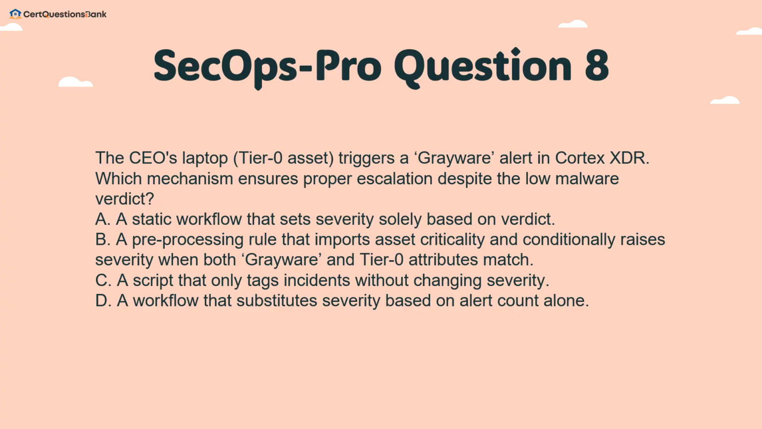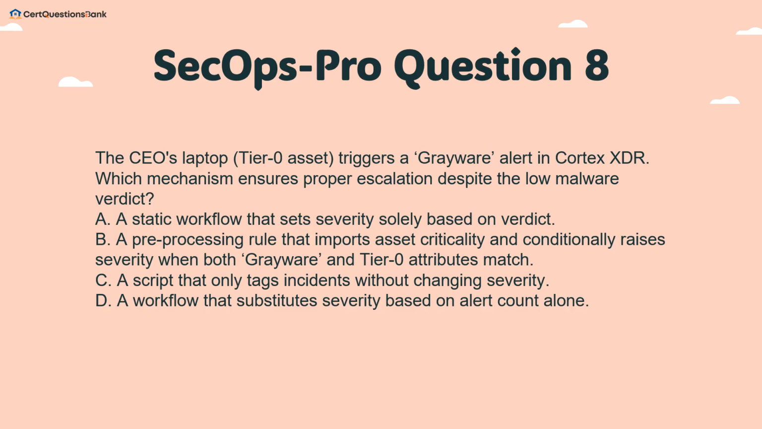The CEO's laptop, a TIER0 asset, triggers a grayware alert in Cortex XDR. Which mechanism ensures proper escalation despite the low malware verdict?